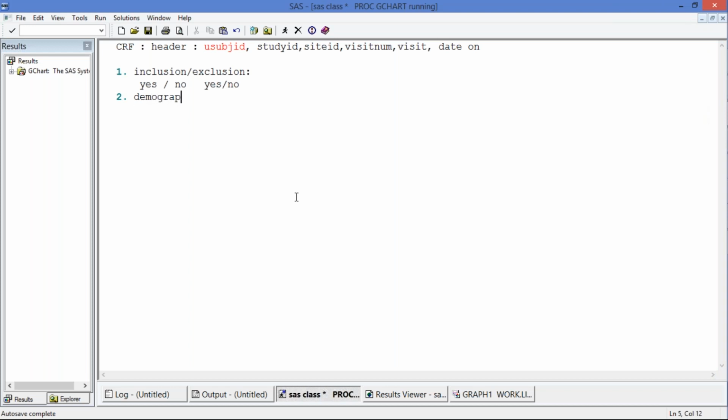Can you tell me what to collect on the demographic CRF? I have the inclusion exclusion CRF. We'll collect the inclusion questions, exclusion questions. Can you tell me what to collect on demographic CRF?